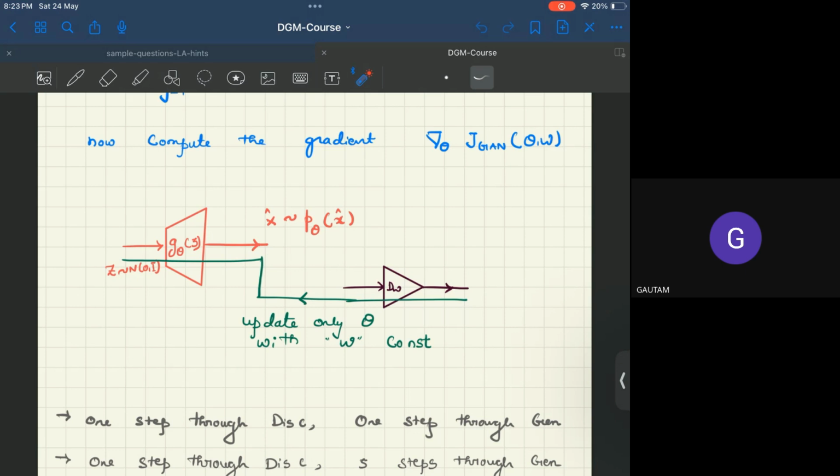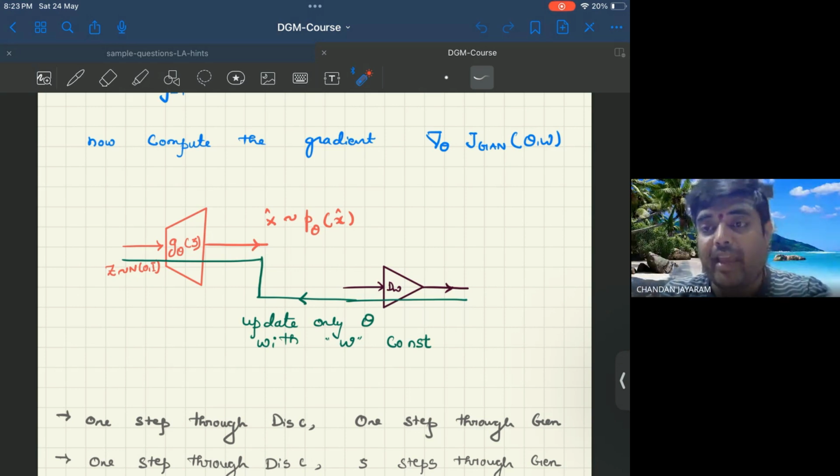Because of which you have to train it much less. That is the reason why we train the generator more number of times and the discriminator fewer number of times.